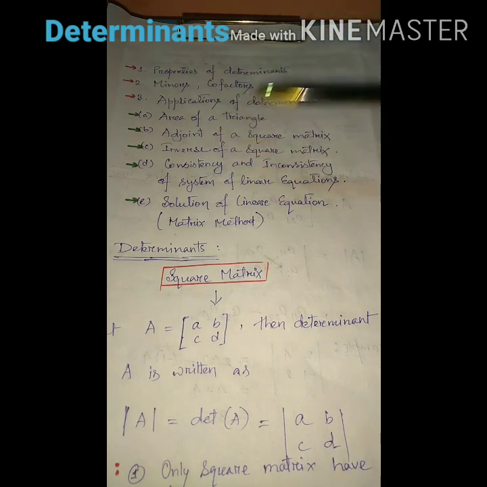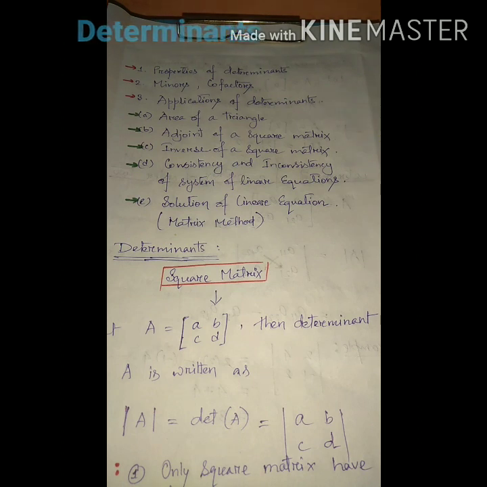Next, consistency and inconsistency. Next, solution of a linear equation. This linear equation is not the same as in class 10. With the help of the matrix method we have to find the solution. So in this determinant part mainly we have to discuss these topics. Is it clear? So now first of all, determinants.